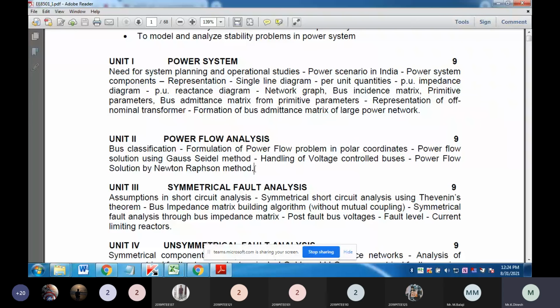So up to this, my unit number 1 is over. In the next class onwards, I will start with my unit number 2, power flow analysis. So while attending my session, have your calculator and a note.